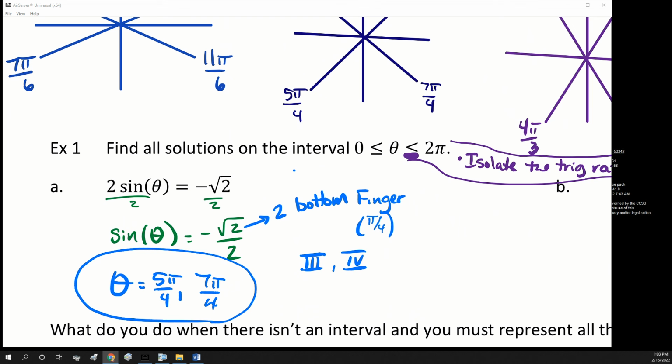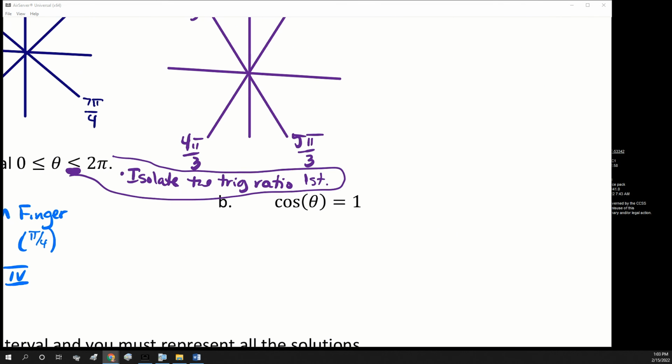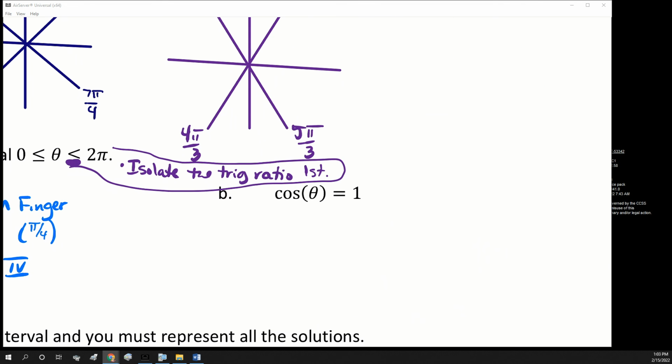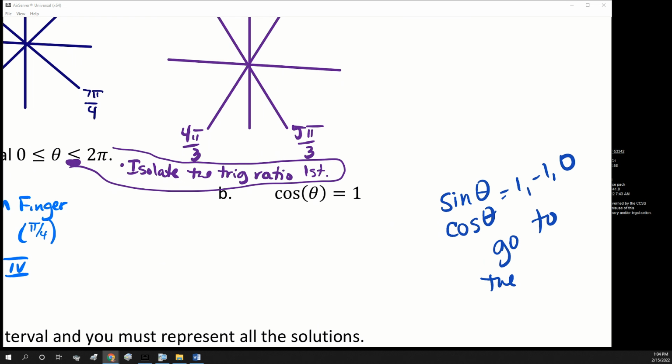All right, we're going to do one more, and then we're going to run out of time. So this one, we have the cosine of theta equals 1. Well, the trig ratio is already isolated, so we don't have to do anything with that. Do you guys remember on Friday what I told you to do if it was the cosine of theta equals 1? Unit circle. So if it's sine or cosine of an angle equals 1, negative 1, or 0, you're going to go to the unit circle.